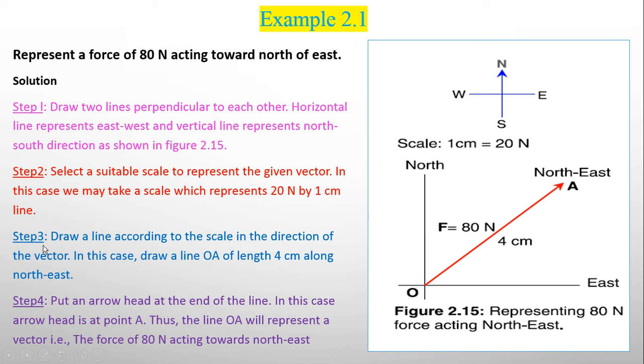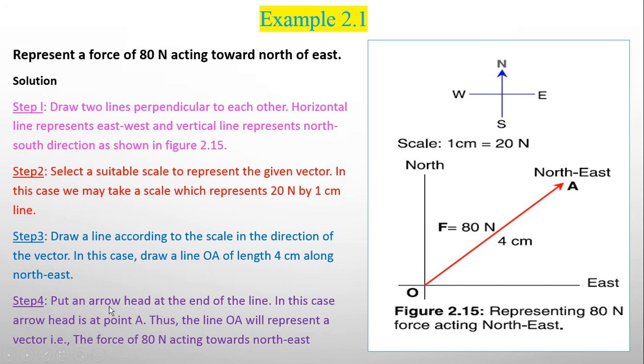Step 3: draw a line according to the scale in the direction of the vector, as the direction is north of east. This is the north direction and this is the east direction. So the line will be in between this north and east. You have to draw this 4 centimeter line in the northeast direction. So in this case, draw a line OA. OA means from the origin you have to draw this line of length 4 centimeter along the northeast direction.